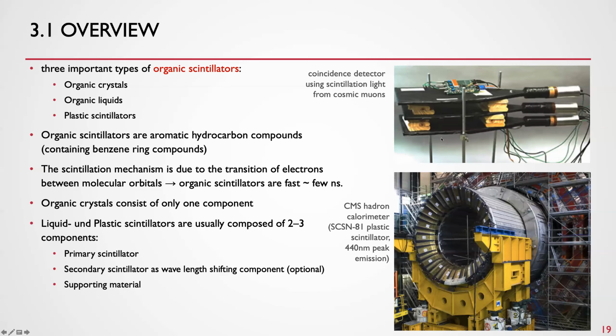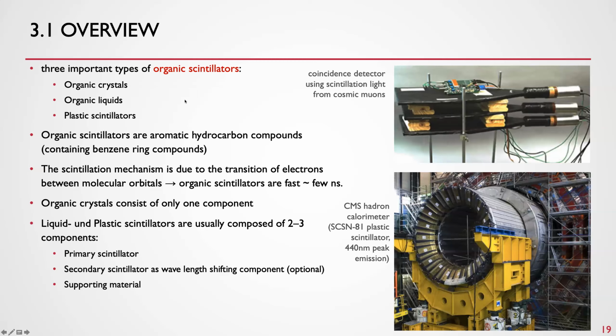That principle is used in the cosmic veto, for example, in the ALICE detector. The ALICE detector is completely wrapped in scintillators to identify cosmic background radiation.